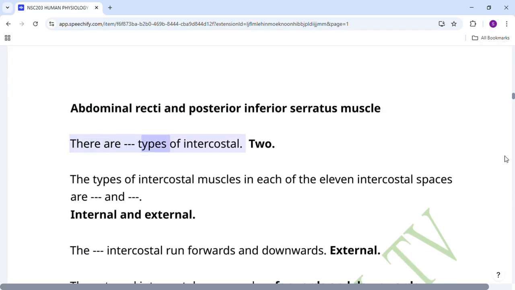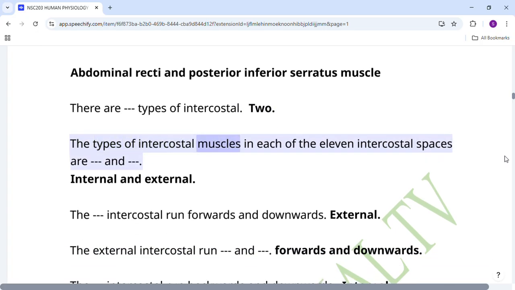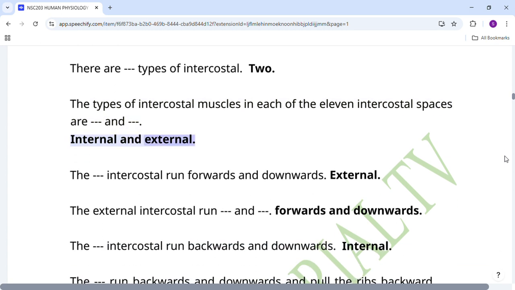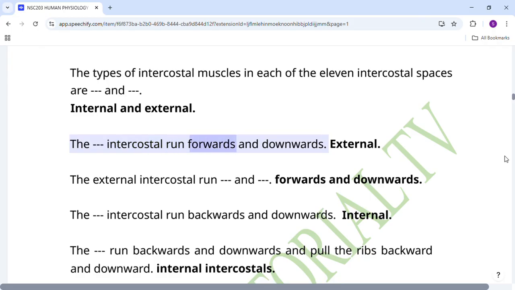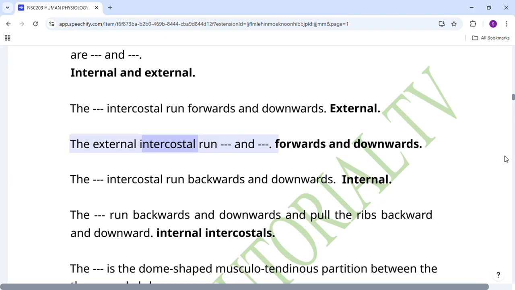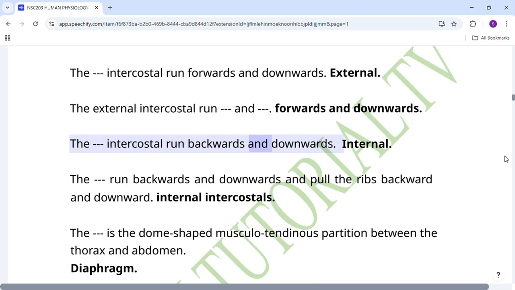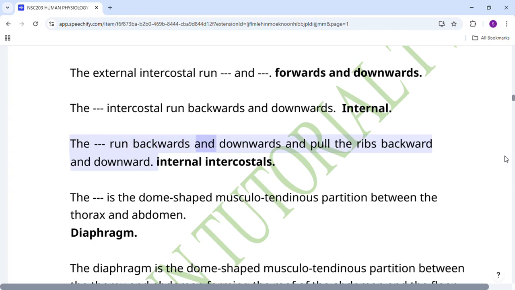There are two types of intercostal muscles in each of the 11 intercostal spaces: internal and external. The external intercostals run downwards and forwards. The internal intercostals run backwards and downwards and pull the ribs backward and downward.